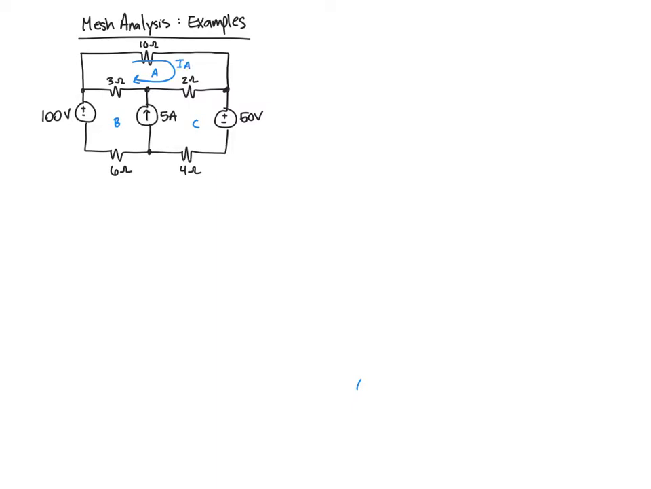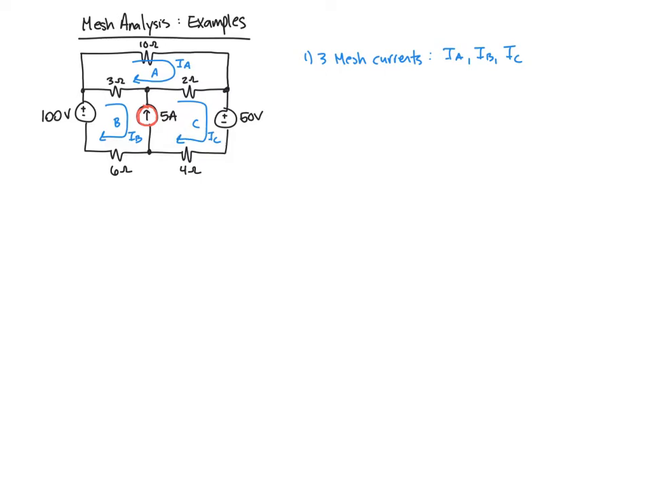I'll call them IA, IB, and IC. Also note that this 5 amp source, I'm going to highlight it red, constrains the relationship between mesh current IB and IC. Remember in the last video, when describing any branch current, that branch current is comprised of the portion due to each adjacent mesh, in this case B and C.